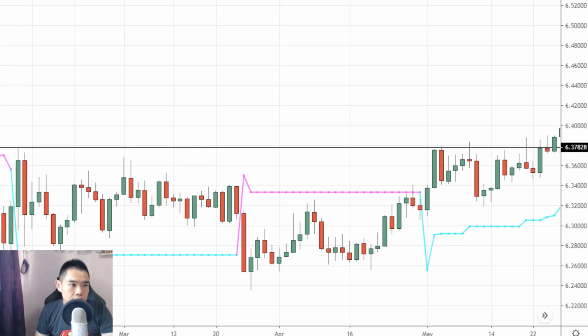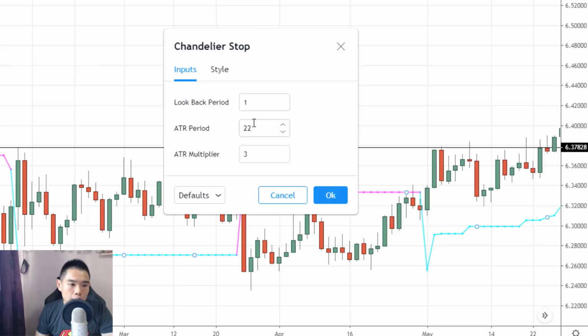So the settings for this indicator is 22 and 3. You can use 20 and 3, it's fine as well. ATR period is just simply the look back period, I mean how many time periods that you want to use to calculate the ATR value. What is it? The last 20 days, the last 22 days, it's up to you.